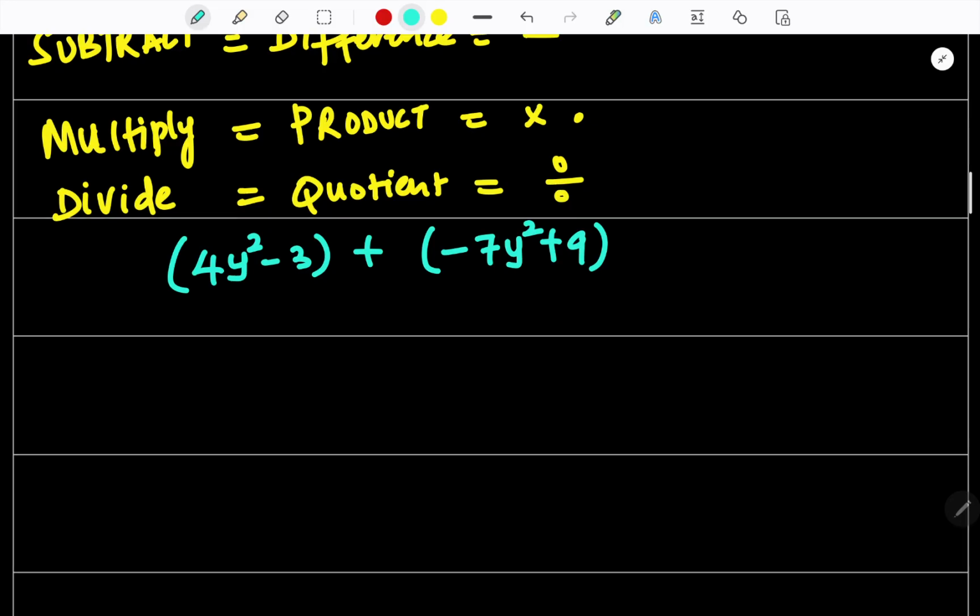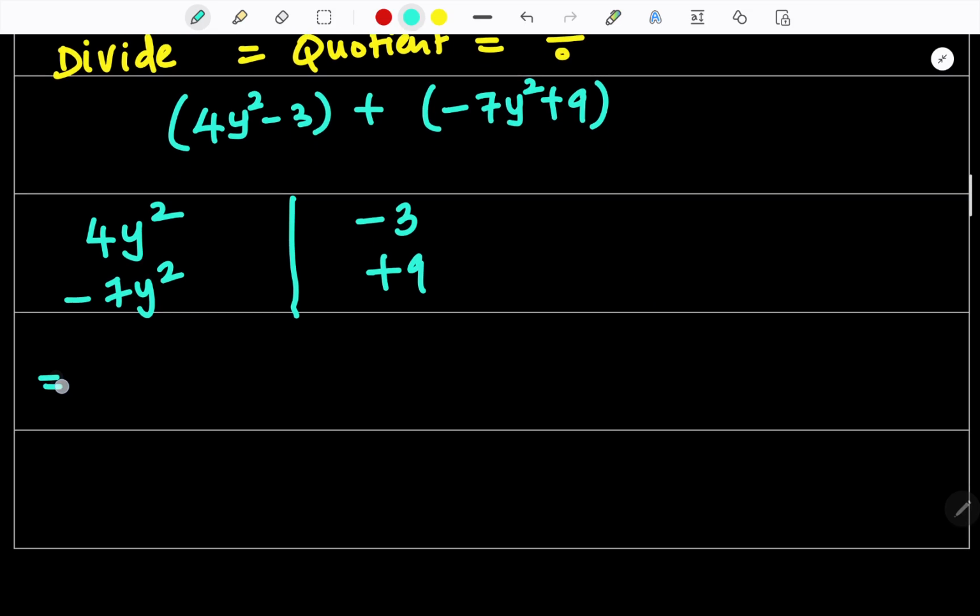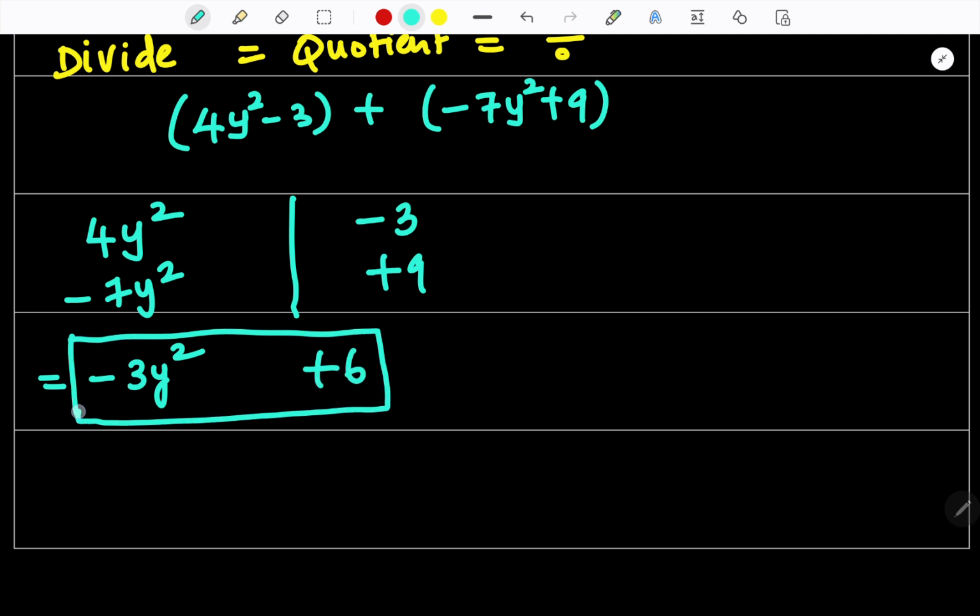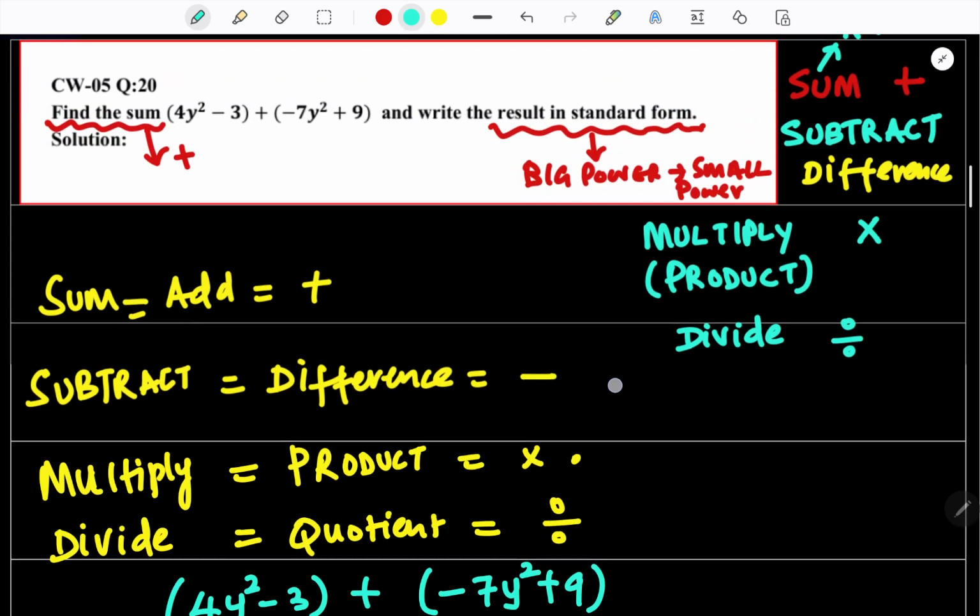So always when you're going to add, take the same terms, like terms. 4y square is the same as minus 7y square. And then minus 3 is a number, plus 9 is a number. 4 minus 7 is equal to minus 3y square. And then 9 minus 3 is equal to 6. So the answer is minus 3y square plus 6. Finish. But one more question is there.